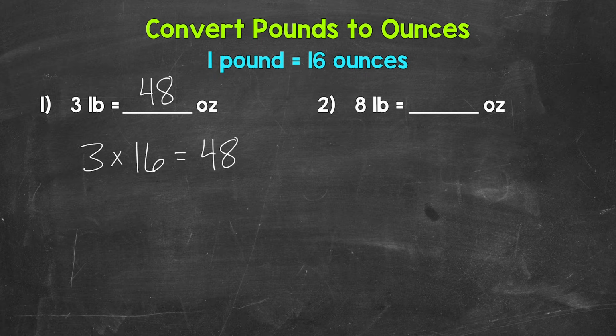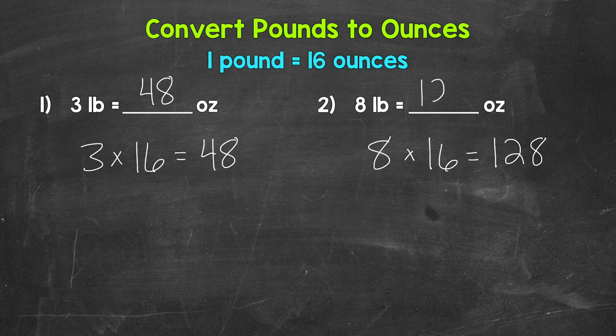Let's move on to number 2, where we have 8 pounds equals how many ounces? So we have 16 ounces, 8 times. So we need to do 8 times 16. 8 times 16 gives us 128. So 8 pounds equals 128 ounces.